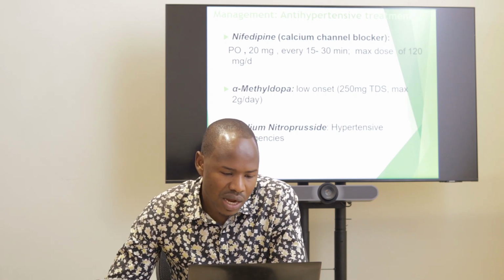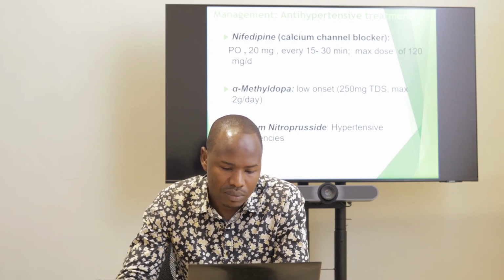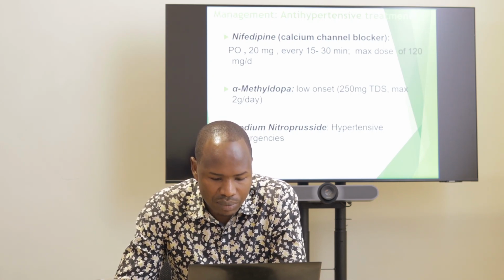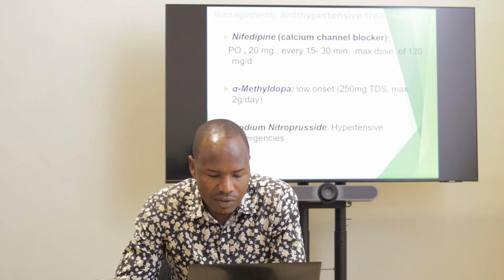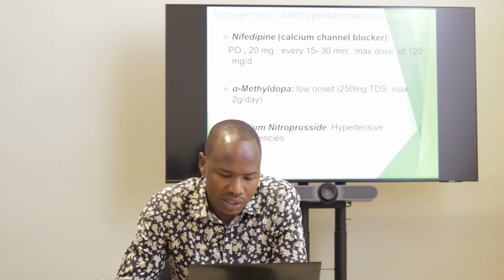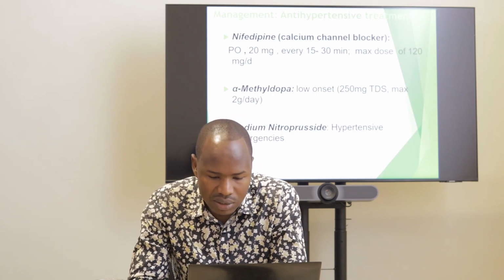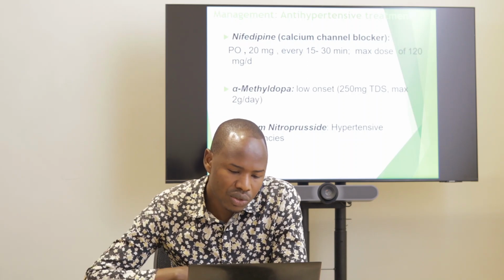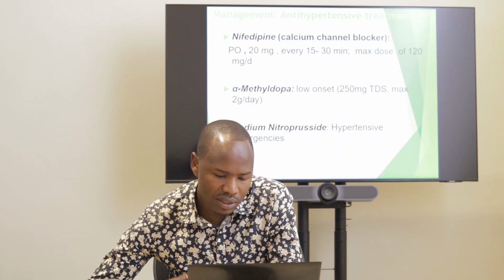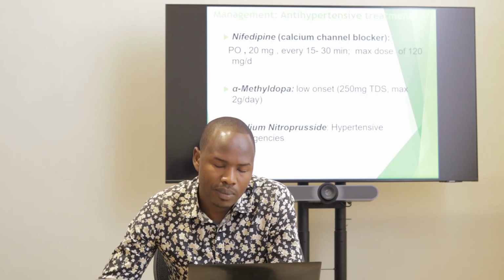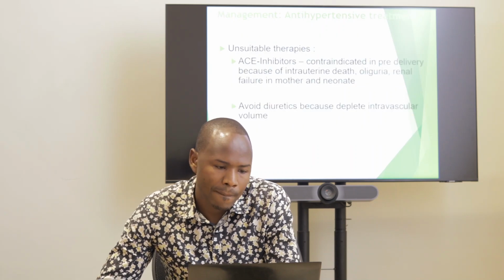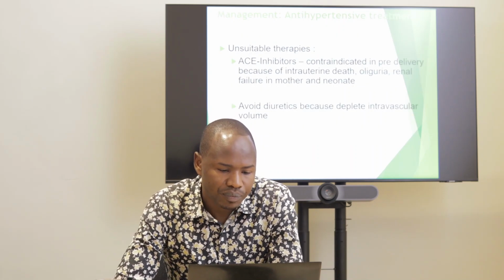There is also alpha methyldopa, but it has slow onset of action. It is a centrally acting antihypertensive drug, which is given as 250 milligram 3 times, and the maximum dose is 2 grams per day. Sodium nitroprusside is also given in hypertensive emergencies. It's not being used here in Rwanda.